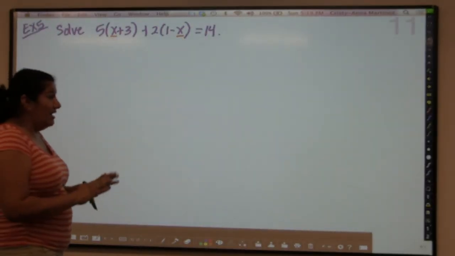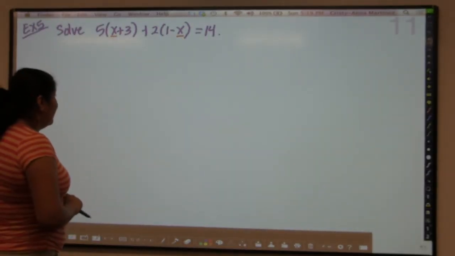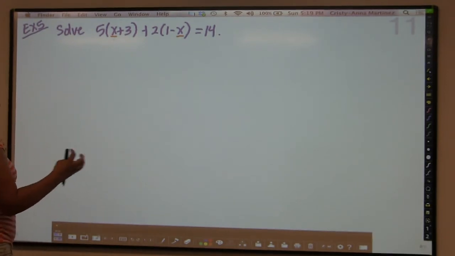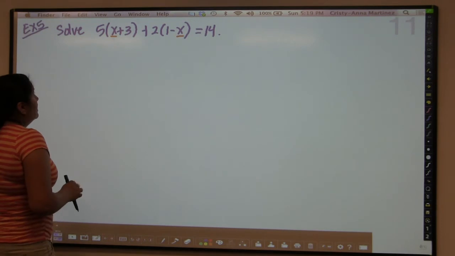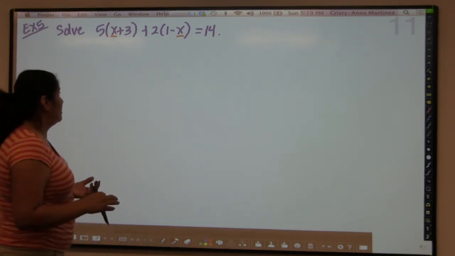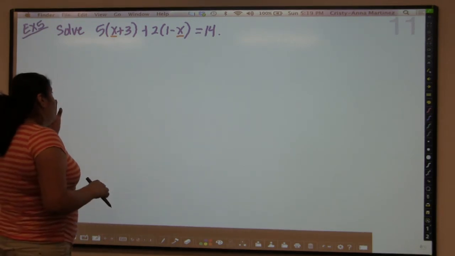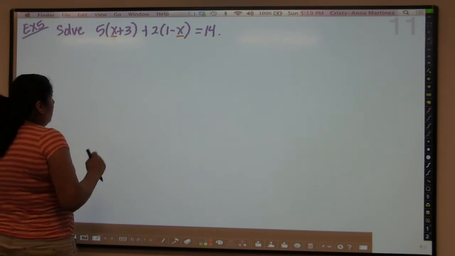So before we can even try to combine like terms, because as you know, when we're solving equations, you want to isolate the variable. But in order to isolate the variable, you need to combine the x's together. And we can't do that because of those parentheses. So that's our first priority right now, is to get rid of the parentheses, and we're going to use the distributive property to do that.